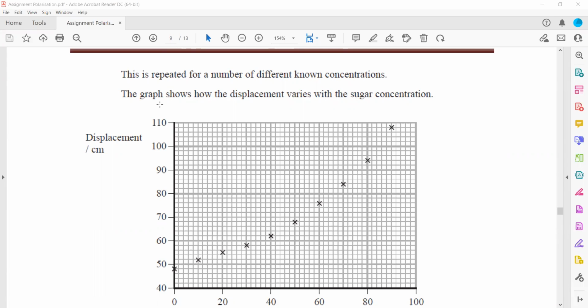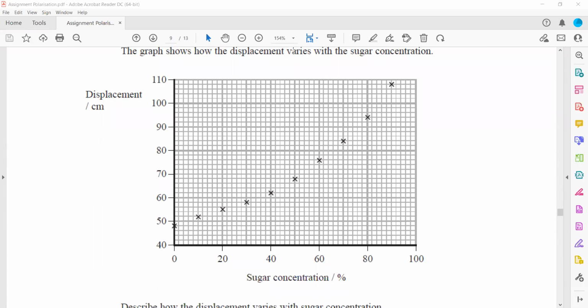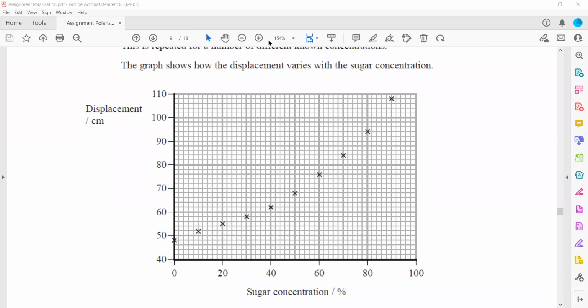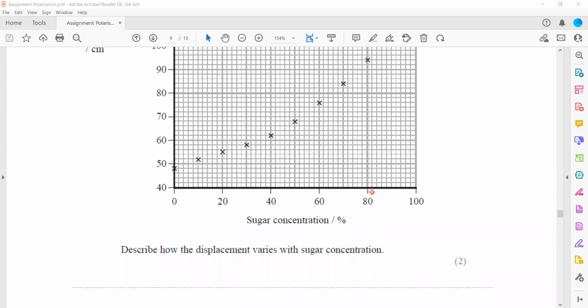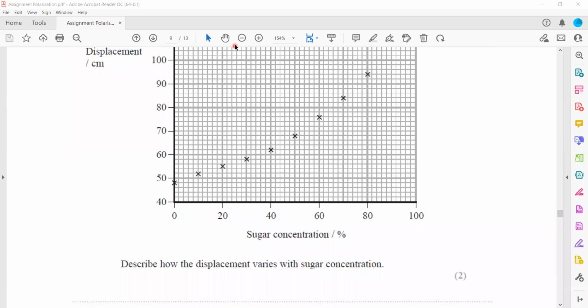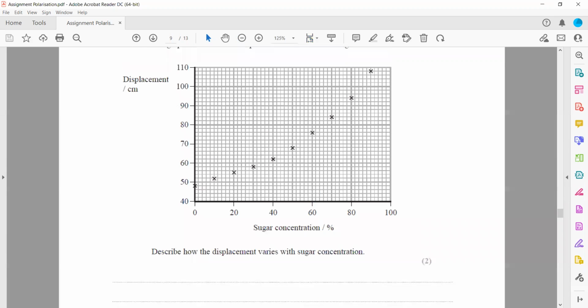As you can see, the graph shows how the displacement varies with the sugar concentration. Like if we have a sugar concentration of 20%, displacement is about 55, 40% displacement is about 62, 60% displacement about 76, and so on. Describe how the displacement varies with the sugar concentration. So how is the displacement related to the sugar concentration?